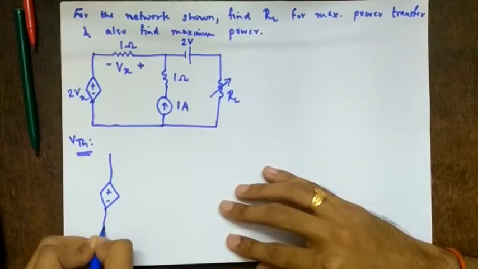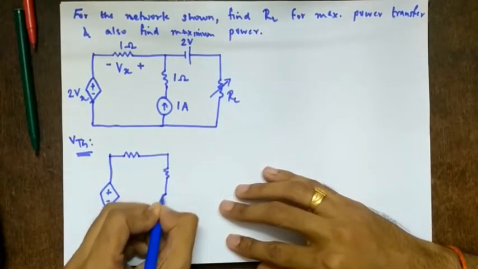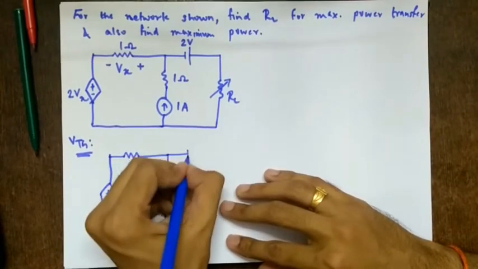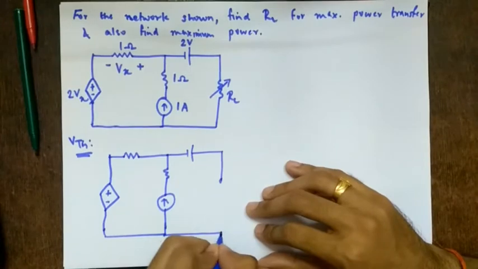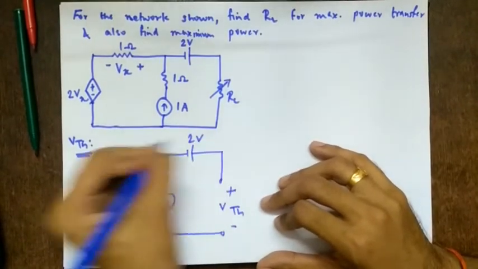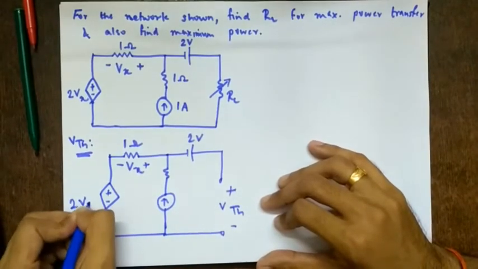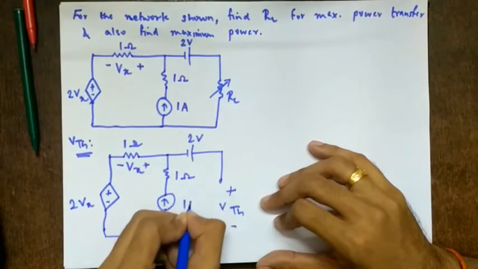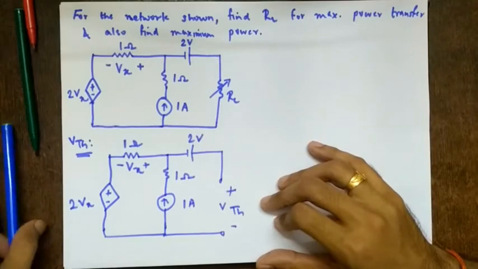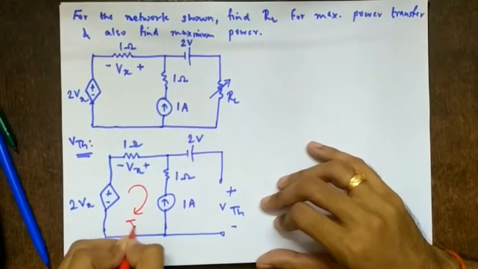So plus minus, this is 1 ohm, current source 1 ampere, voltage source, this will be open. This is VTH. This is 2 volts, 1 ohm, plus minus Vx, 2 Vx, 1 ohm, 1 ampere. Am I correct? Yes. So again, this is open, so we have only one current. Let's say it is I1.